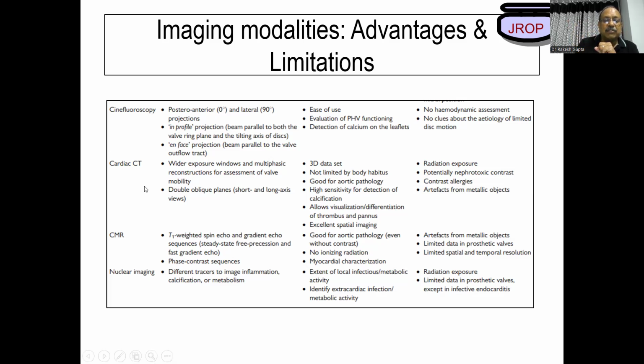Cardiac CT, for looking at what? The most important thing is thrombus versus pannus. Cardiac MRI and nuclear imaging. And for cardiac MRI, the valve has to be MRI compatible.